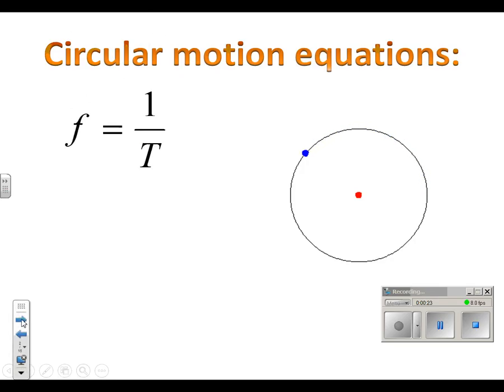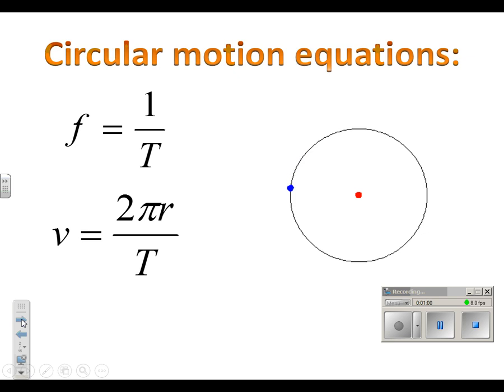Looking at your formula chart, you should see the f equals 1 over T formula, which also equals, or T equals 1 over f. They are reciprocals of each other. On your formula chart, it actually has it as T equals 2 pi over omega, which is the lowercase omega sign for angular speed, which we'll talk about later in the next unit. So you do need to know that period and frequency are reciprocals of each other.